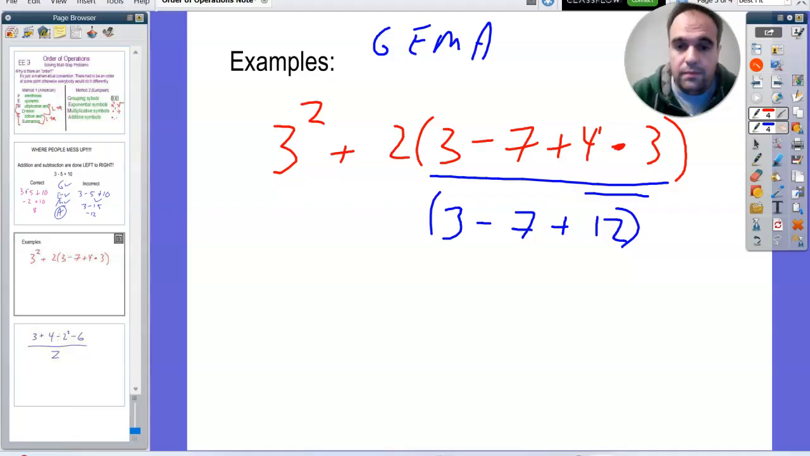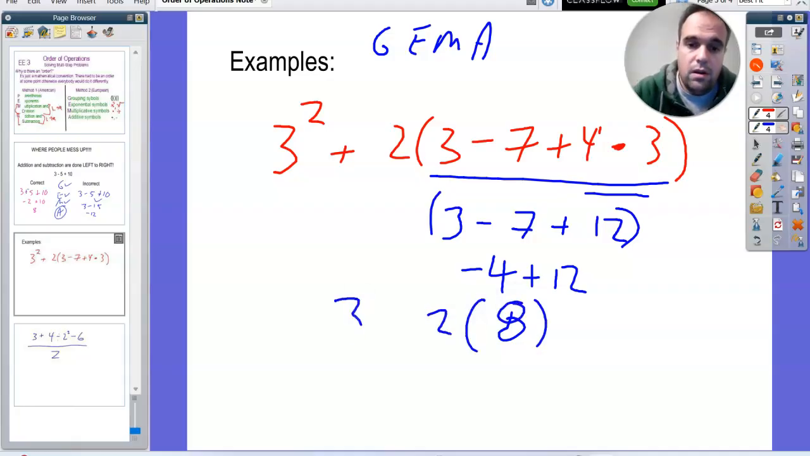Now I move left to right. Left to right. 3 minus 7 is negative 4. You better be real comfortable with your negative numbers by now. Negative 4 plus 12 is going to be 8. Now I can bring the rest down just as it was written.